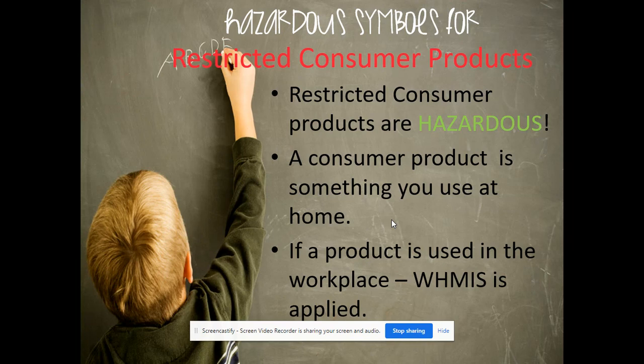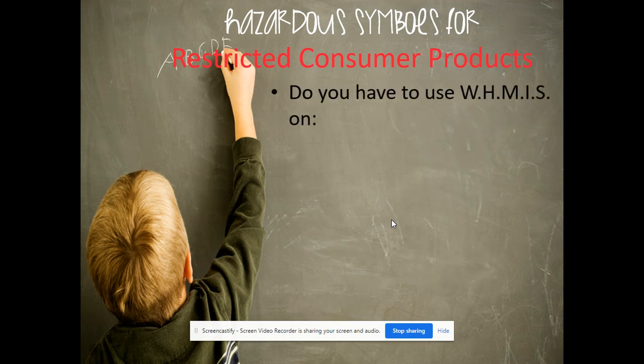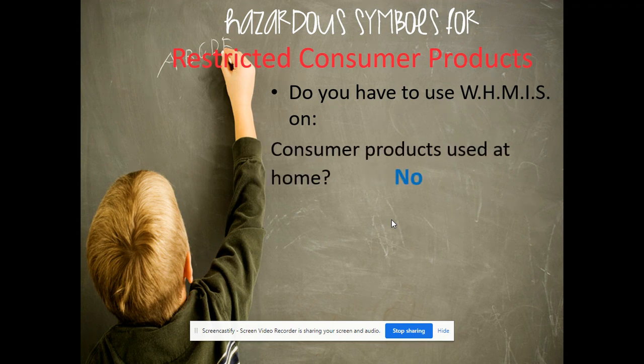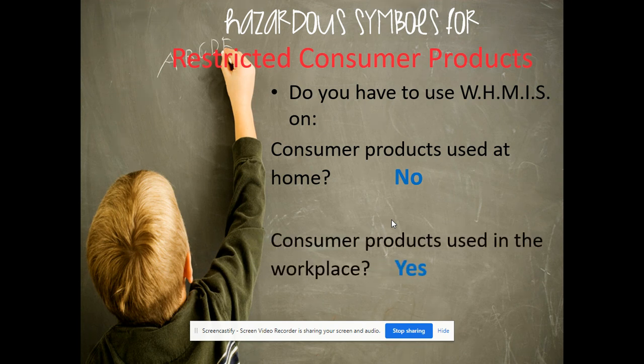So they have specific bottles that have labels pre-inked on them, and then we go to a giant place to get them filled. Okay, so not having to put labels on more and more spray bottles all the time. That's just an example. Okay, do you have to use WHMIS on consumer products used at home? No. Okay, we don't have to use it when we're doing it at home, but do we have to use it on consumer products used in the workplace? Yes. So that answers those 2 questions.